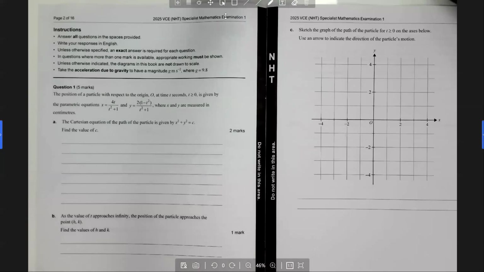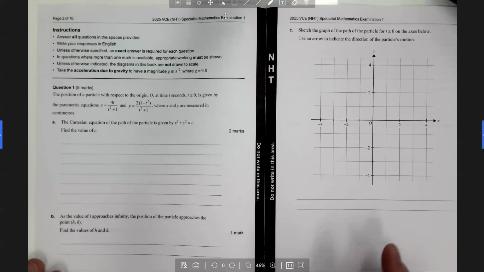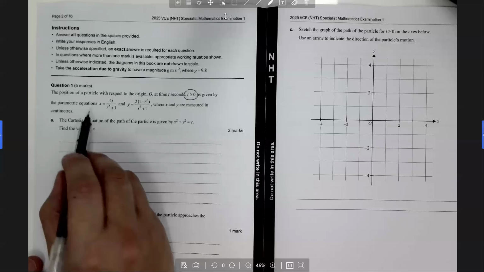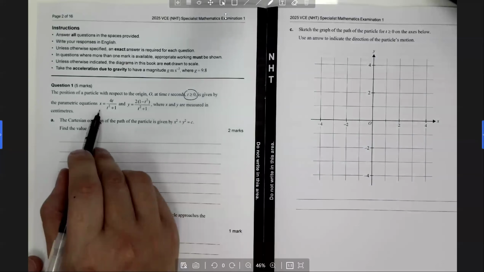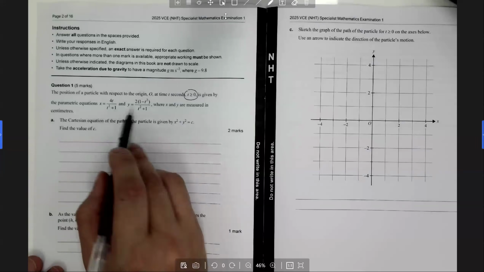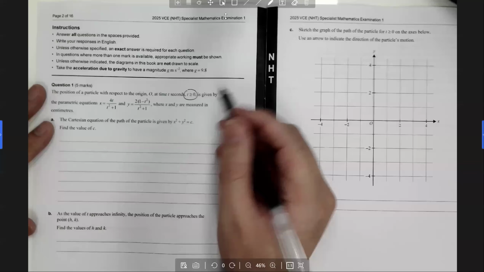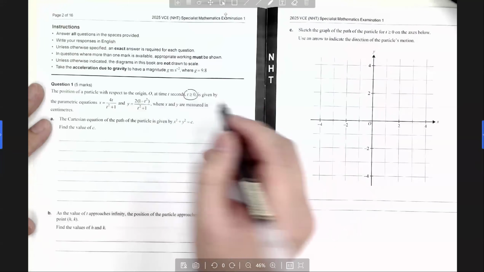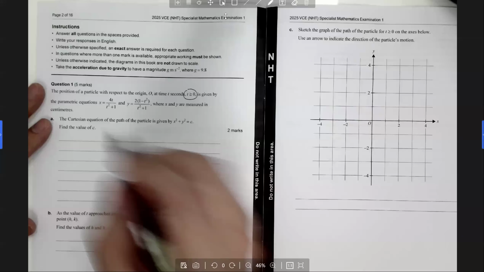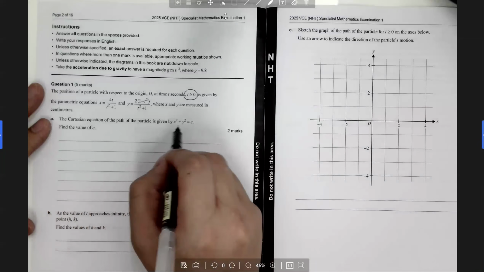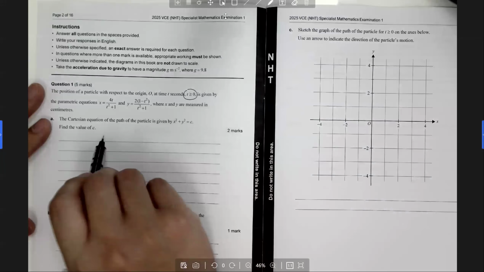regarding a position of a particle with respect to the origin at a time t seconds, t is greater than or equal to 0. So we might need to use that later. It's given by the parametric equations x equals 4t over t squared plus 1, and y equals 2t, 1 minus t squared divided by t squared plus 1. X and y are measured in centimeters. The Cartesian equation of the path of the particle is given by x squared plus y squared equals c. Find the value of c.